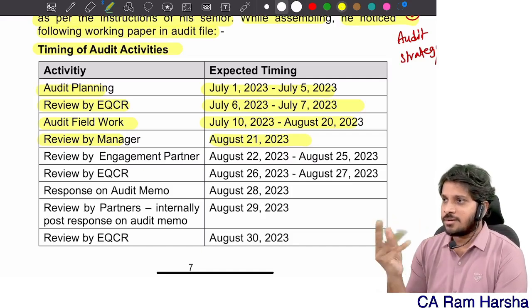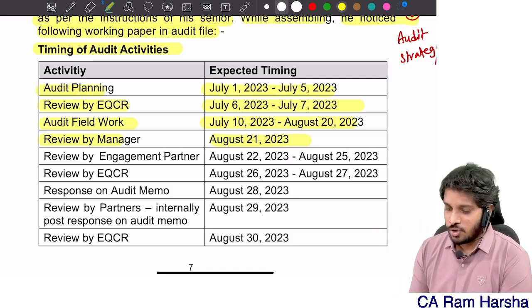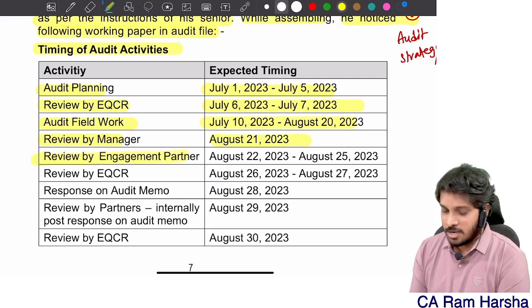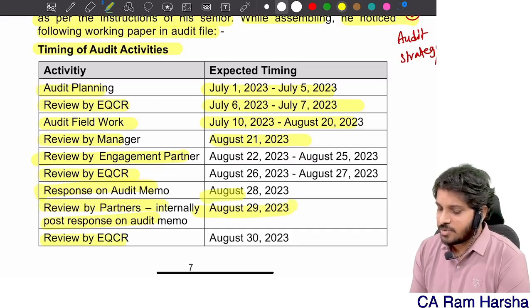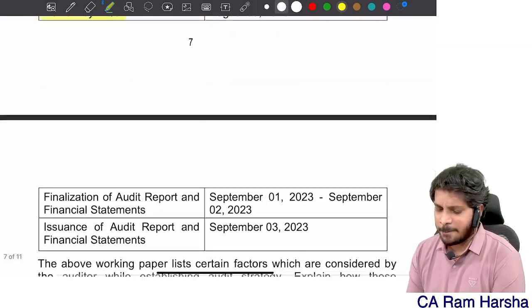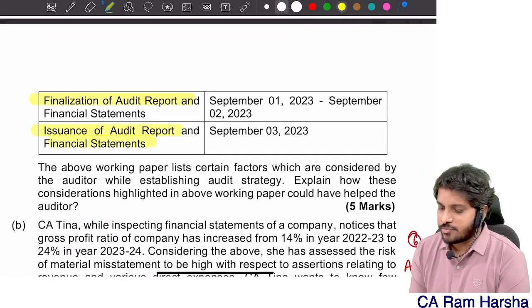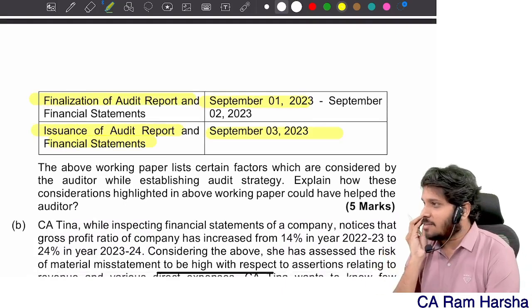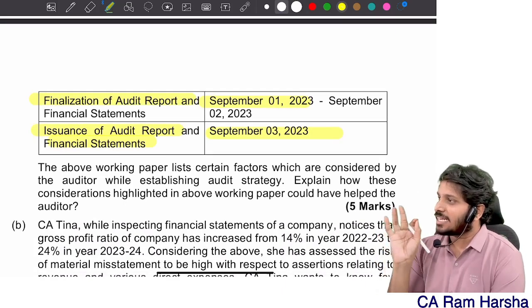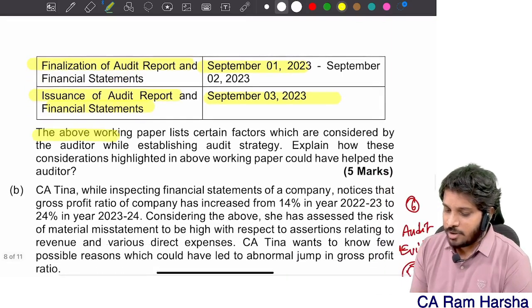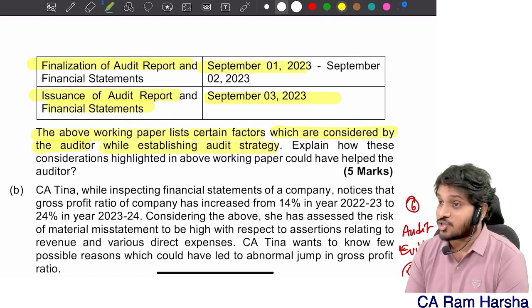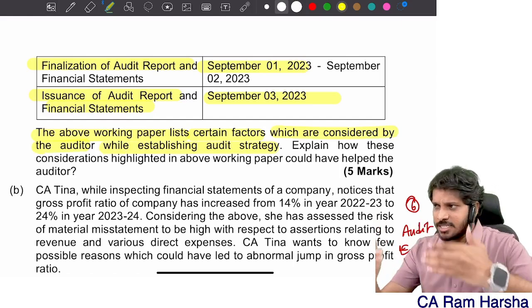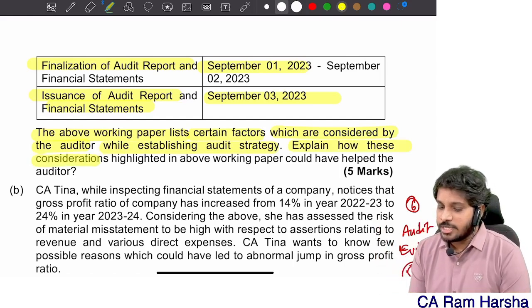So review by engagement partner, review by engagement quality control reviewer, so and so timing sheets, which date, what we did, all that briefly. Finalization of the report, issuance of audit report with the various dates and all, timing of activities. Nothing but this deals with timing of activities. The above working paper lists certain factors which are considered by the auditor while establishing strategy. Explain how these considerations highlighted in the working paper could have helped the auditor.